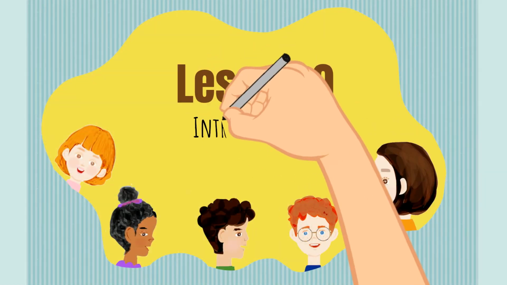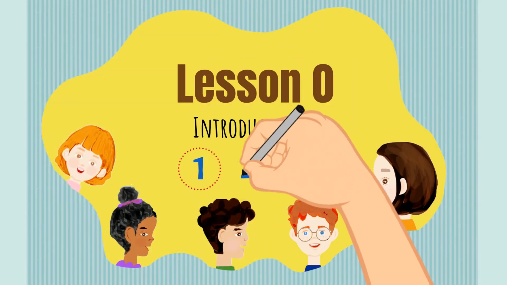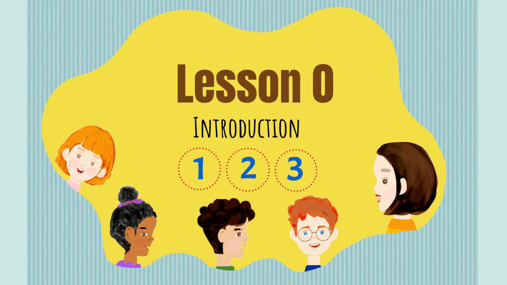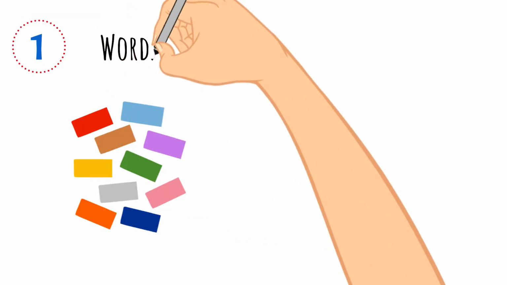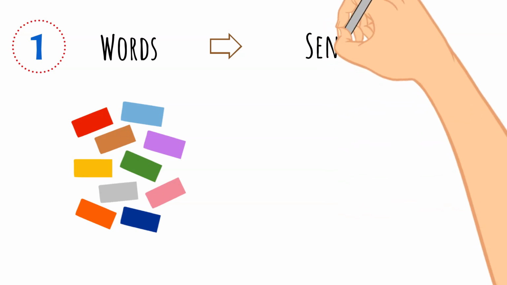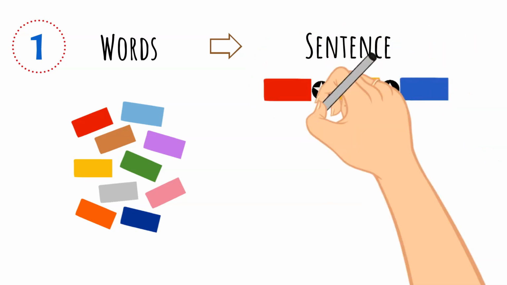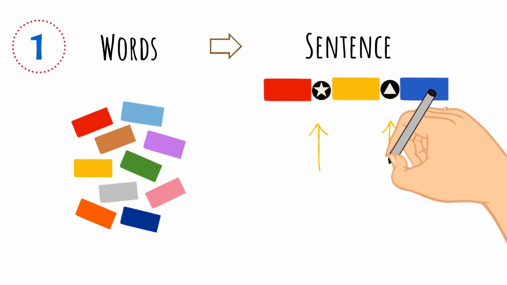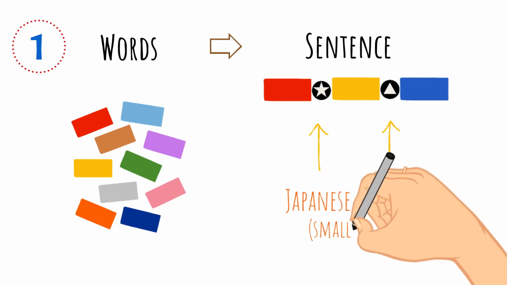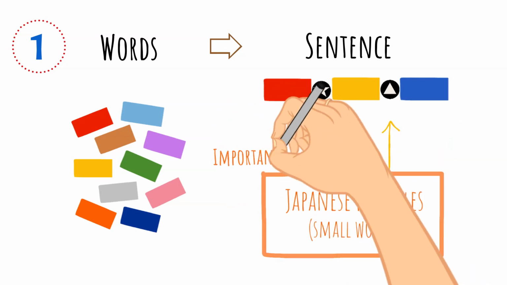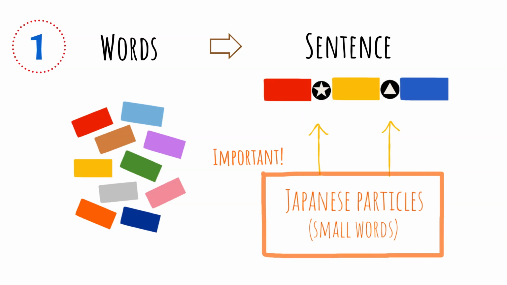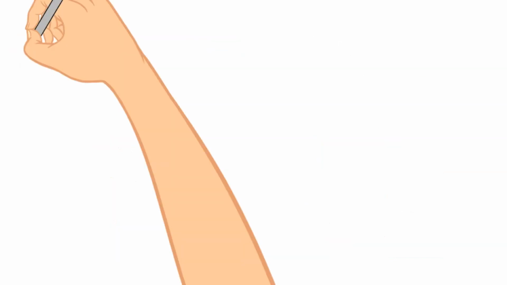I would like to take you through 3 points before we start the main lessons, as I believe they will help you better understand Japanese grammar. 1. Connecting words. You can connect words to make sentences in Japanese just like in English, but you can't directly connect all words such as I, study, and Japanese. Instead, you need to put small words between each of them. The small words are called particles, and they are the most important part of Japanese grammar.